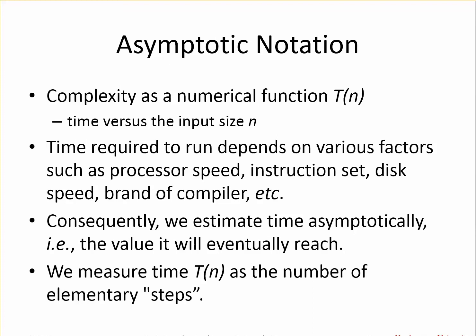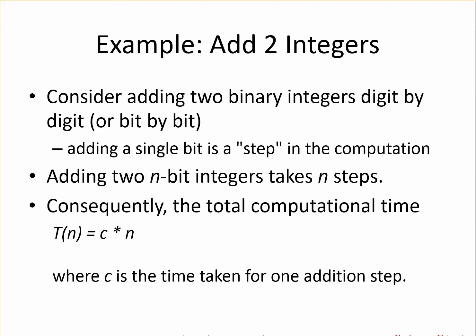Now, complexity is generally expressed as a numerical function. The time required to run depends, of course, on various real factors: processor speed, instruction set of the computer, disk speed, brand of compiler, programming language, data structure in use, and so on. So consequently, we're really not going to say that a particular function takes 352.8 milliseconds to run. Rather, we estimate the time asymptotically, in other words, the value it will reach eventually as input size grows to infinity. And we do that by measuring what we call elementary steps. So let's take a look at an example to think about how that might apply to program analysis.